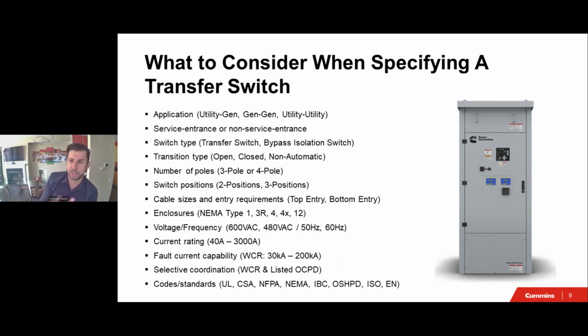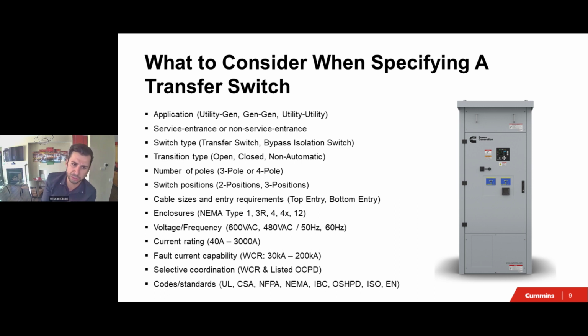The switch type: is this a transfer switch or a bypass isolation transfer switch? And then what is the transition type? We'll be covering the transition type today: open, closed, non-automatic, and what's the difference between all of them. The number of poles, 3-pole or 4-pole. We can spend an entire presentation or entire hour describing the differences between the two and when you need one over the other, so if you have interest in that, please let us know. And then the switch position: is this a 3-position or a 2-position? The focus for us today will be 3-position. We'll highlight the value of a 3-position transfer switch.